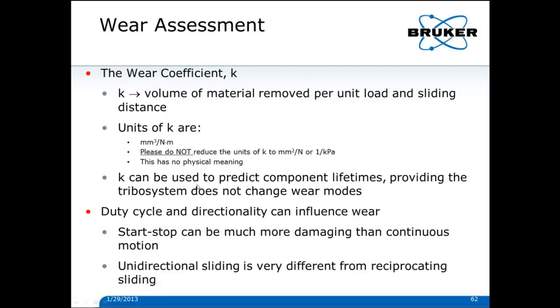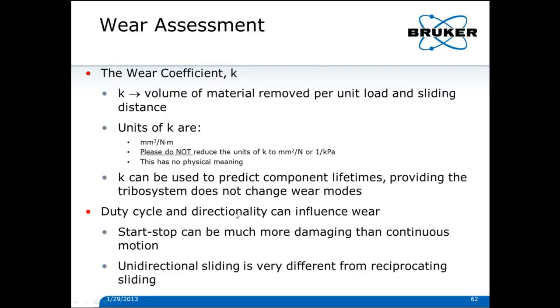And once we get K, we can use it to predict component lifetimes, providing the tribo system doesn't change wear modes. So if I have a value for K here, and I measured it in a 2-hour test, it's a small amount. Somebody wants to know if this interface will last 5 years. As long as the wear mode doesn't change, I can multiply my 2-hour test by the factor that gives me 5 years of sliding under the same load, calculate the volume of material removed, and then determine by the design criteria whether it's still a functional interface. Again, as long as I don't change the wear mode, I'm okay.